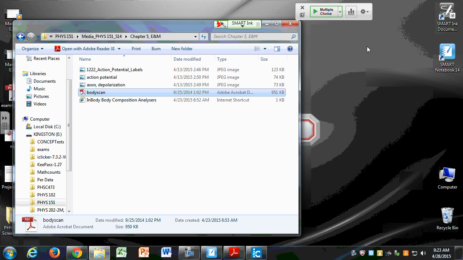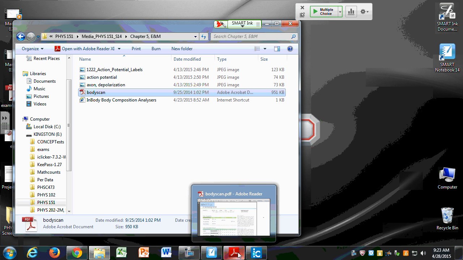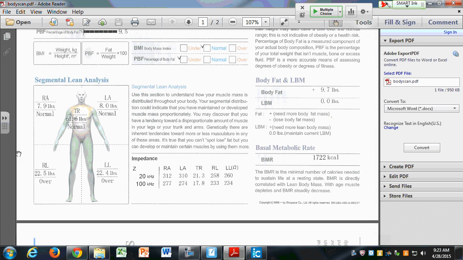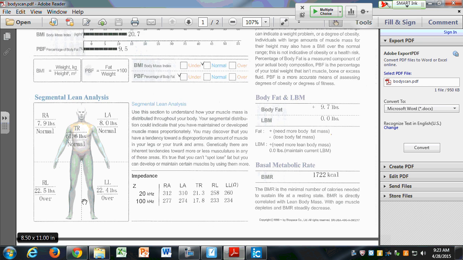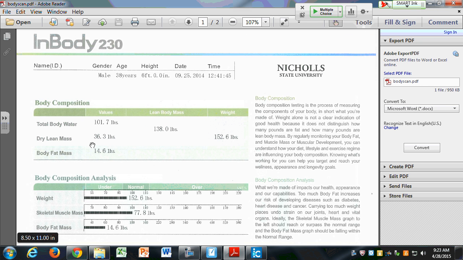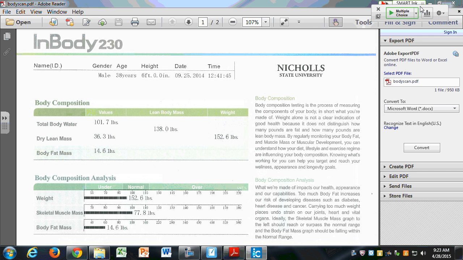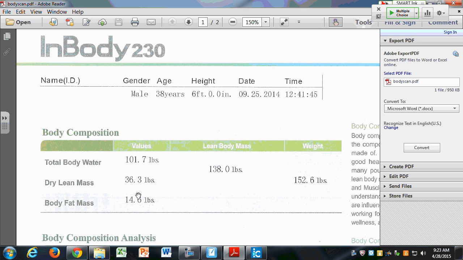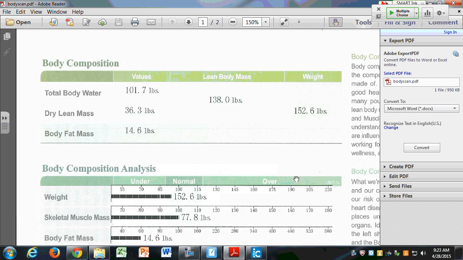I had this done. Let me just show you what the scan looks like. This is kind of personal, because it has all my business on it. And look, it even has a picture of me right there. It gives you a whole bunch of stuff. It tells you your body water. Zoom in a little bit. So it tells you how much mass you have of body water, how much of dry lean mass, body fat mass, and then this is your lean body mass. And then they put it all together and they give your total weight.